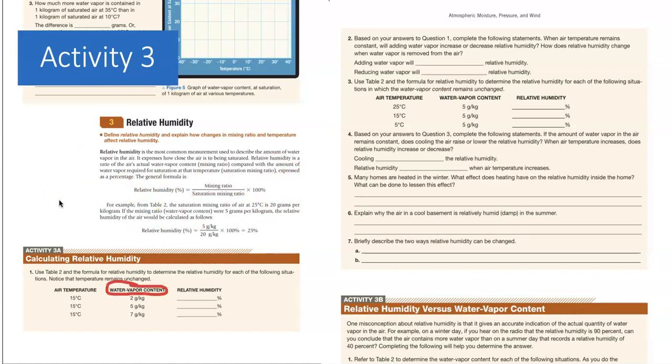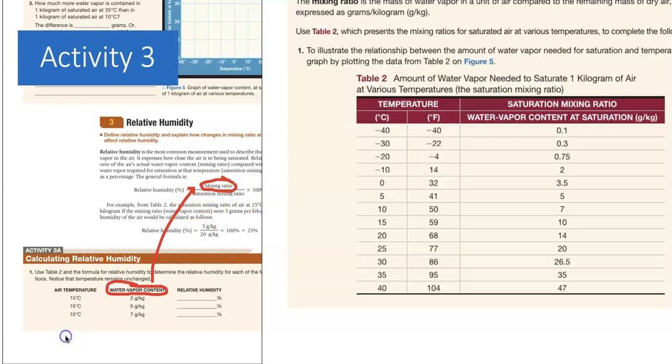The first question says, given these air temperatures and these water vapor contents, what is the relative humidity? So remember, water vapor content is the mixing ratio. It's the number that goes on top. The bottom saturation mixing ratio you figure out from the table based on the temperature. So let's do that.